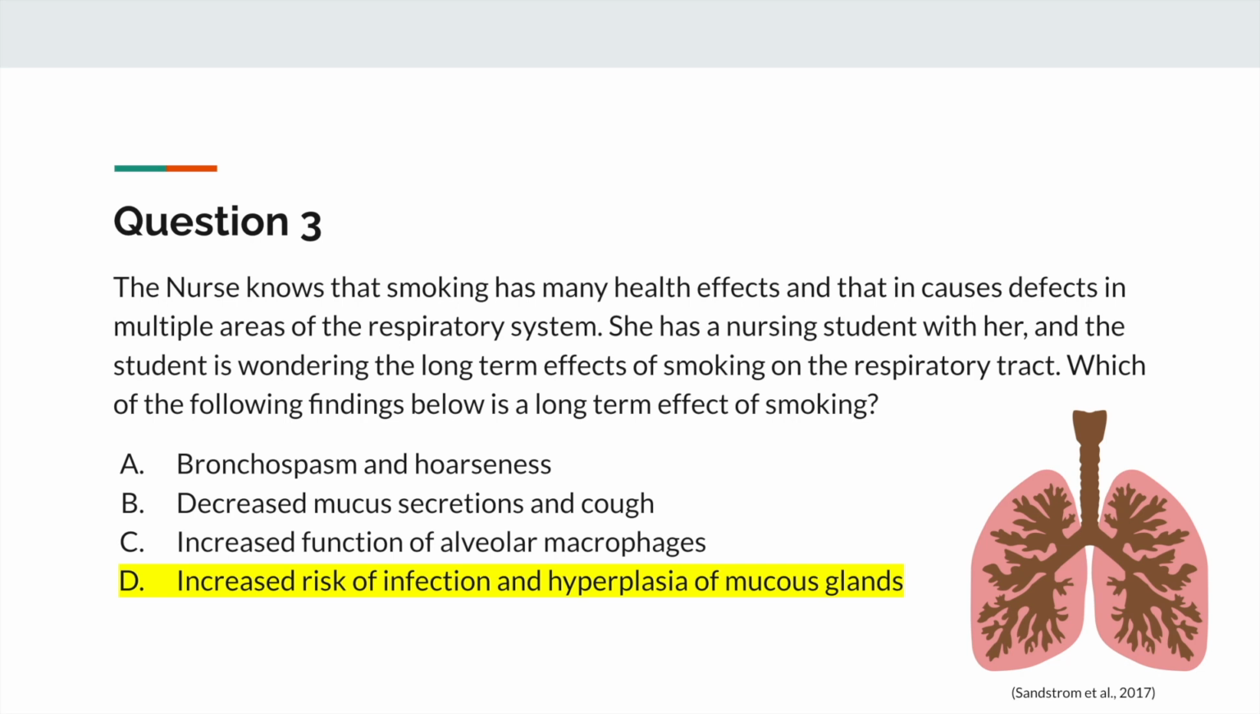When I took this question, I chose bronchospasm and hoarseness, and bronchospasm and hoarseness are acute effects of smoking. So the key here is, what are the long-term effects of smoking?